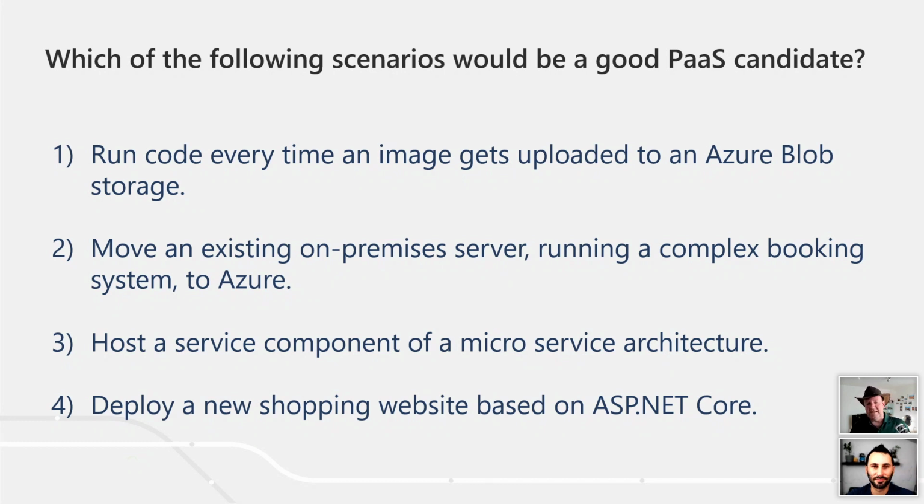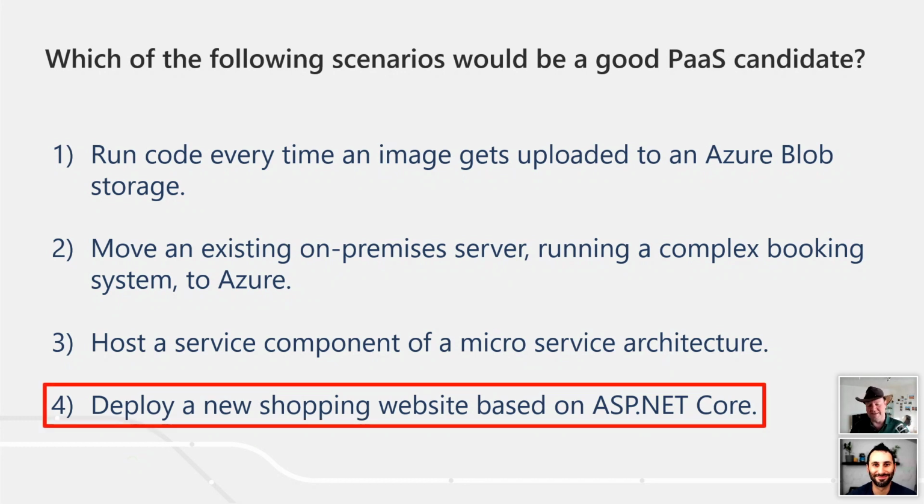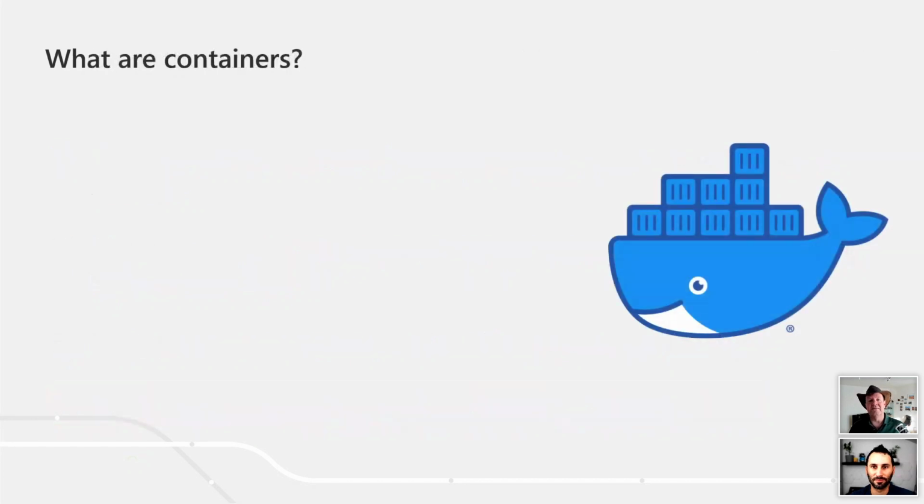I think that without too much suspense, we can already predict that the answer would be, what do you say, Johan? I would say 4. I think it's probably a good choice here, indeed. So if you need to deploy a new shopping website based on ASP.NET Core or based on Node.js, or we also support Java, we support Python, we support PHP, we support all kinds of things, then probably, even if you started fresh with a new project, using App Service and using a platform as a service scenario is probably a good idea. So let's move on now and let's talk about containers.